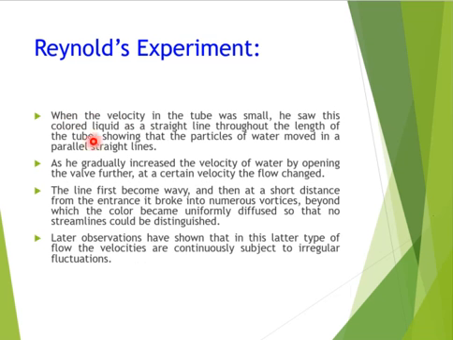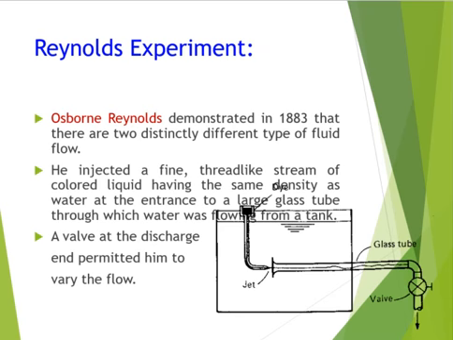When the velocity in the tube was small, he saw the colored liquid as a straight line throughout the length of the tube, showing that the particles of water moved in parallel straight lines. As he gradually increased the velocity of water by opening the valve further, at a certain velocity the flow changed. The line first became wavy and then at a short distance from the entrance it broke into numerous vortices, beyond which the color became uniformly diffused so that no streamlines could be distinguished. Later observations have shown that in this later type of flow, the velocities are continuously subject to irregular fluctuations.